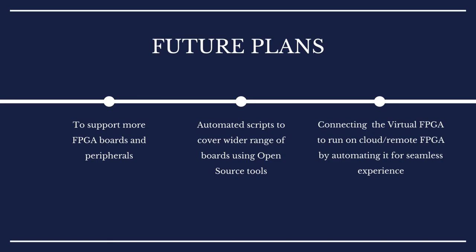Our future plans are to support more boards and peripheral interfacing. Currently, we support 5 different kinds of boards: Zedboard, Artix 7, Basys 3, Icebreaker, and Nexys. The next step is to automate scripts to cover a wide range of boards using open source technologies. Currently, the automation script is supported only for Xilinx-based boards.